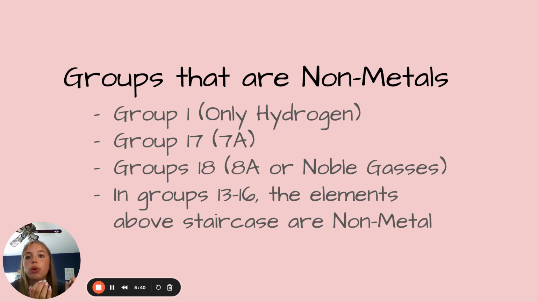Groups that are non-metals: group 1, which is only hydrogen, the rest are metals, but I put that down there just so you remember about hydrogen. Group 17 and group 18, which I mentioned previously, are the noble gases, just to make a little mental note. Then groups 13 through 16, the elements above the staircase, are non-metals. Contrary to the metals, they're above it, and they are in the same group as some metals, but they're separated by the staircase, so it's easy to distinguish which is which in the table.